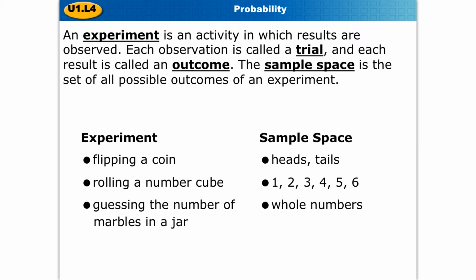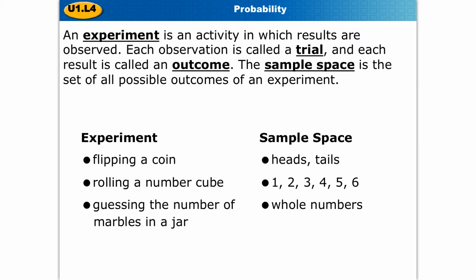Before we can get into probability, we need to learn what an experiment is. An experiment is an activity. We're going to perform the activity and record the results. Each time we perform the activity, it's called a trial. For instance, flipping a coin would be the experiment. When you flip it, that's the trial, and it'll either land on heads or tails, that's the outcome, and the sample space is all the possible outcomes.